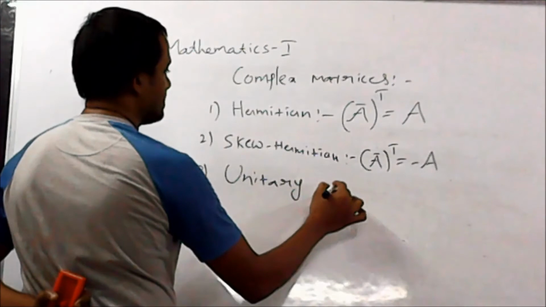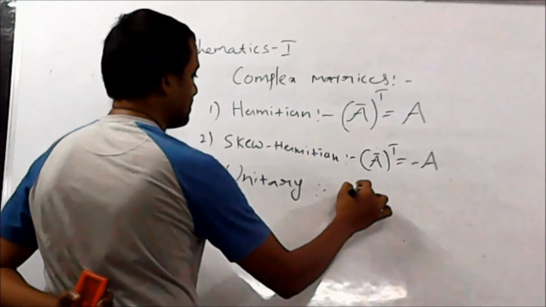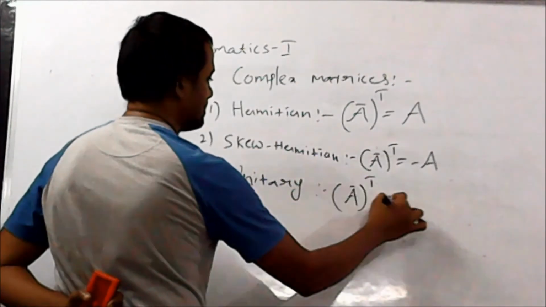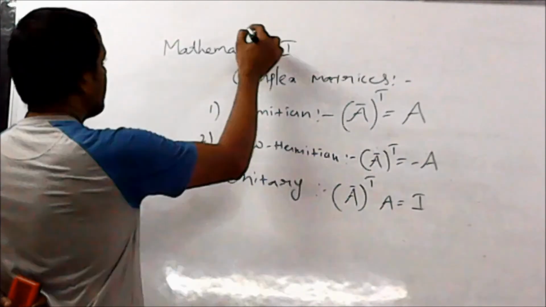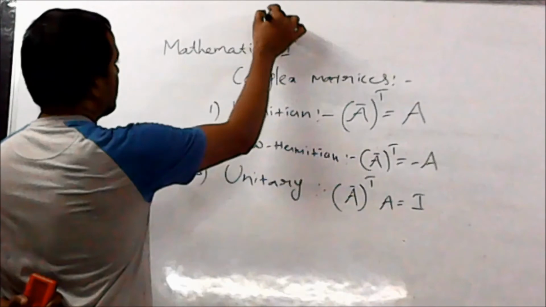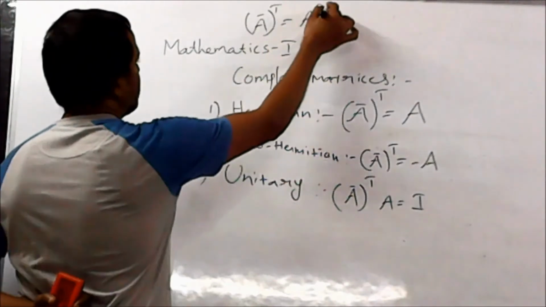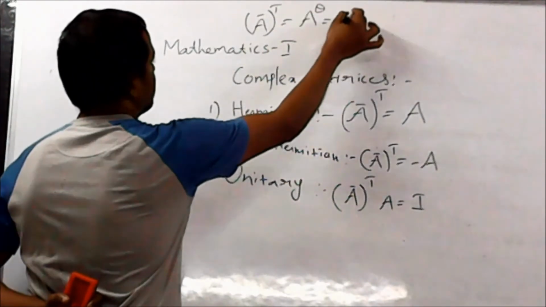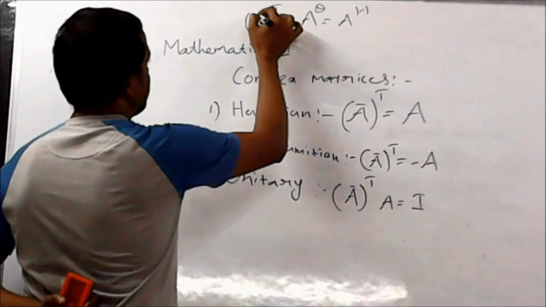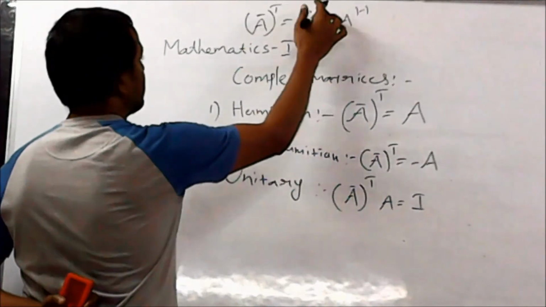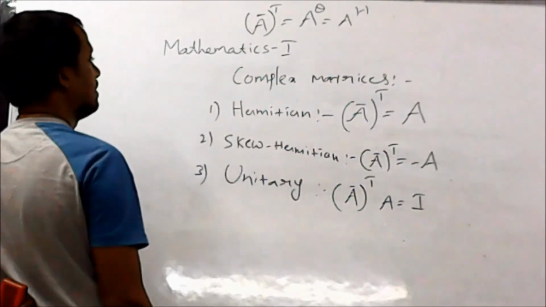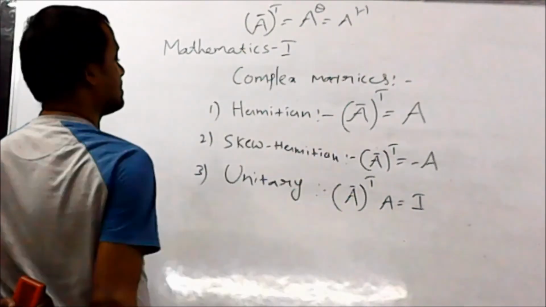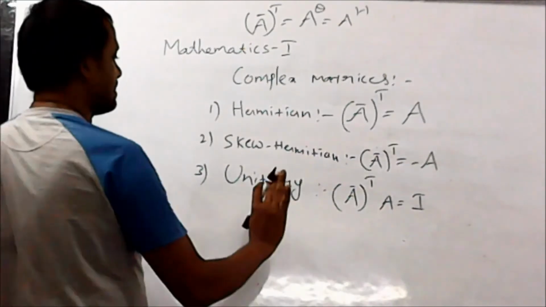Unitary matrices means we are talking about square matrices only. Here A conjugate transpose into A is equal to identity matrix. Generally we represent conjugate transpose in every book, it may be written in terms of theta or in terms of h. Both operations you can represent in a single operation like theta or h. Some books follow theta, some books follow h. Don't worry about that, conjugate transpose is general.